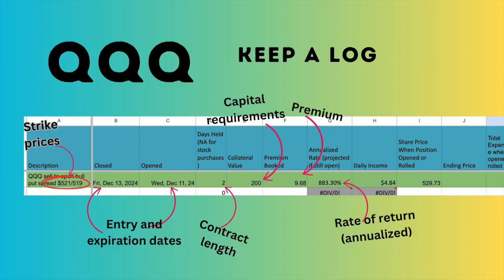Here's the information that I recommend logging: the entry date, expiration date, the length of the contract. My spreadsheet is set up to calculate that for me. Strike prices, both the higher short put and the lower long put. The net credit. I don't really see any reason to record the premium for each leg of the trade separately, but you might. Capital requirements for the trade. The annualized return. Again, my spreadsheet is set up to calculate this for me based on the inputs that I've already shown you. And the break-even price, which I sometimes record in the notes.